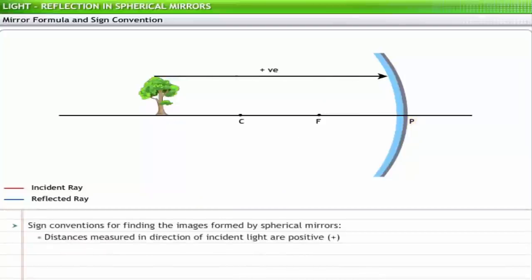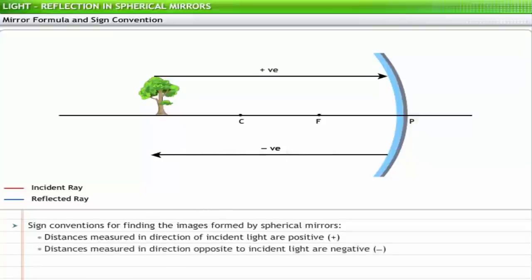The distances measured in the direction of the incident light are taken as positive. The distances measured in the direction opposite to that of the incident light are taken as negative.